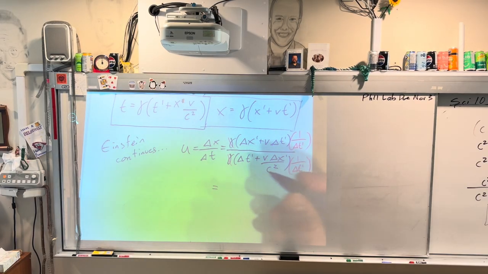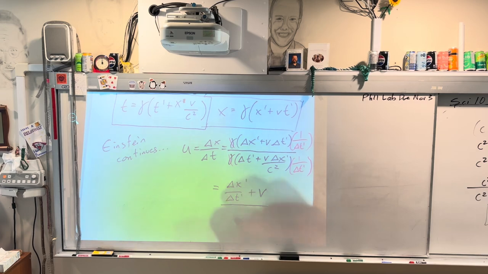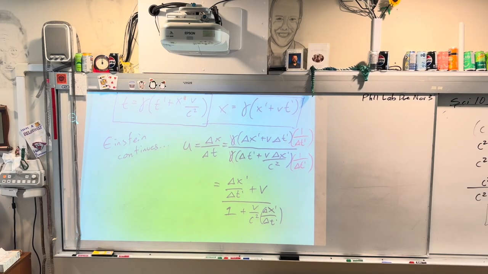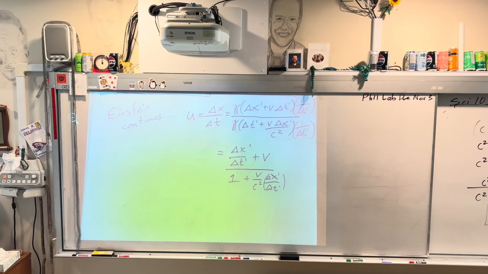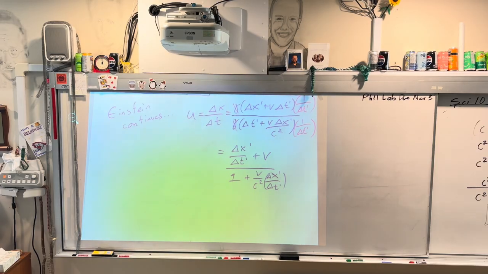is delta x prime over delta t prime plus v, all over 1 plus v over c squared times delta x prime over delta t prime. Isn't that just v? Well, that's actually u prime. U prime, yeah. So there's kind of a thing you have to see. Alright, I saw it right away.